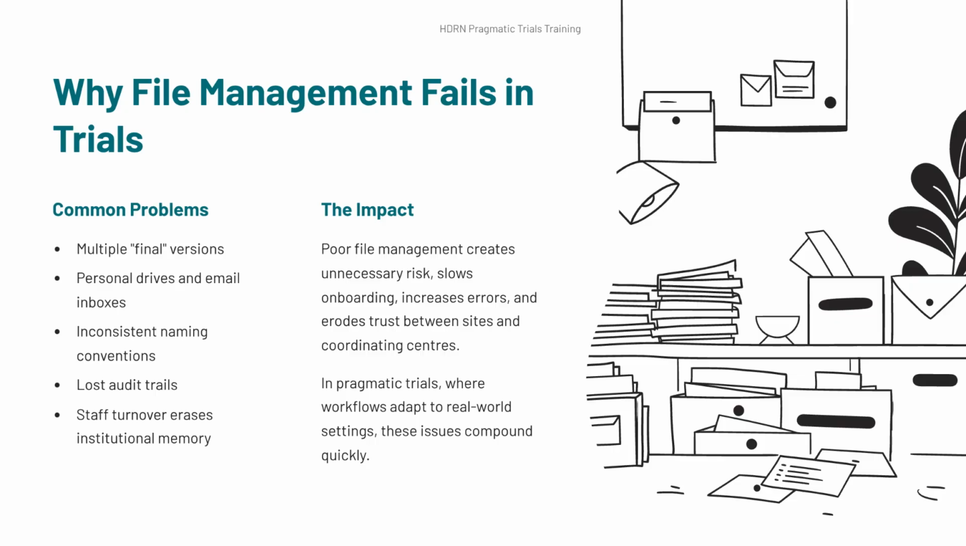File management tends to fail in trials for very predictable reasons. Multiple so-called final versions, documents scattered across personal drives and email inboxes, inconsistent naming, and audit trails that disappear when staff transition to different roles. The impact isn't just messy folders. Poor file management creates unnecessary risk, slows onboarding, increases errors, and erodes trust between sites and coordinating centers. In pragmatic trials, where workflows have to adapt to real-world settings, these problems compound quickly if structure isn't built in from the start.